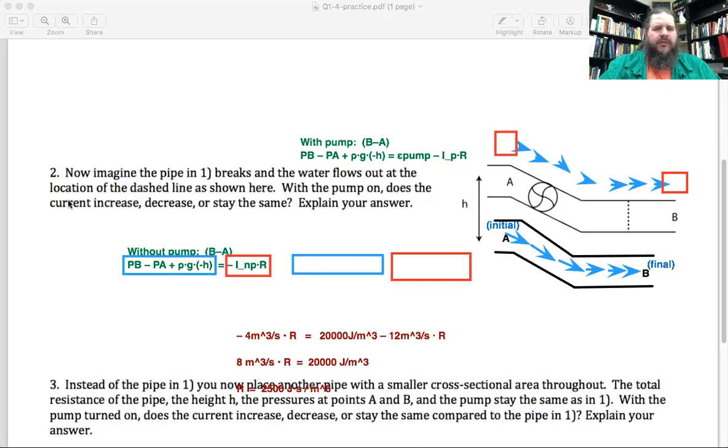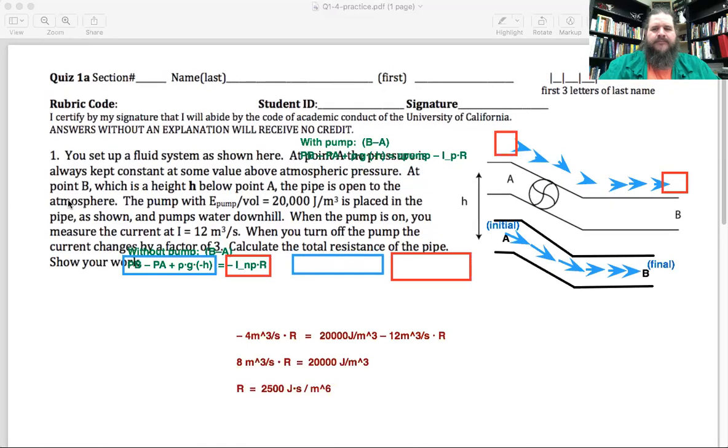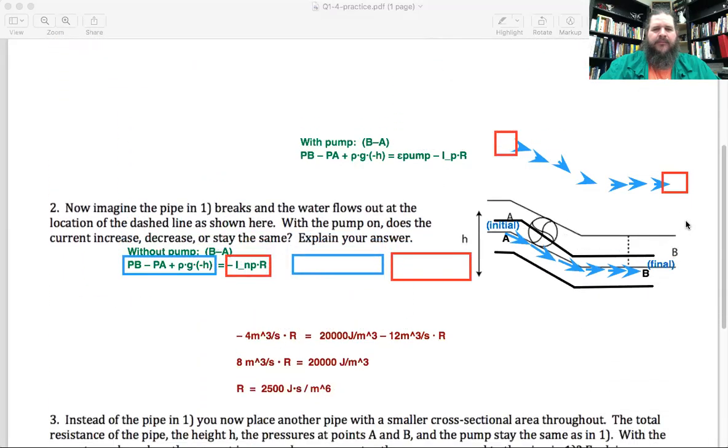Well, for pressure, what do we know about pressure at point B in the first place? What's the one thing this tells us about point B? Specifically, what constant pressure? Yeah, at point B, the pipe is open to the atmosphere. So we know that point B is atmospheric pressure.